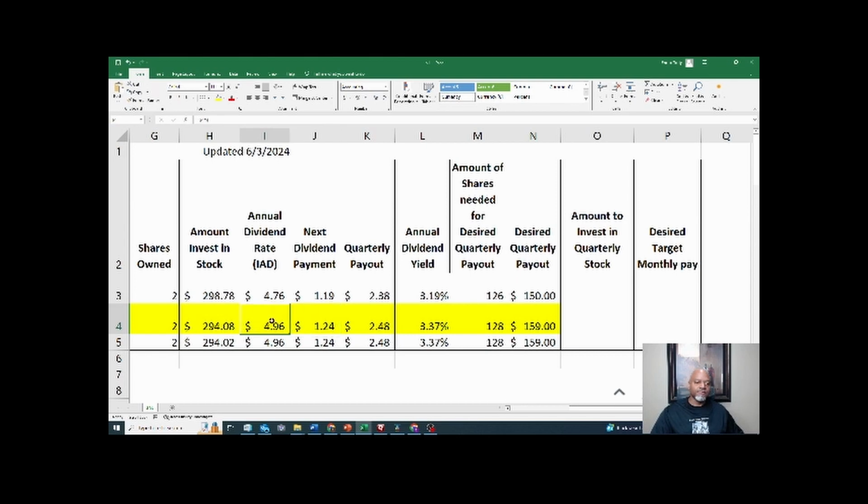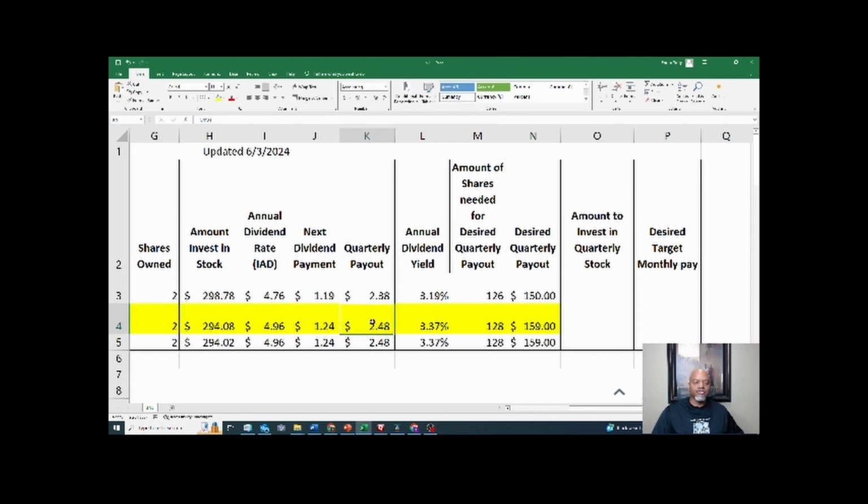This here, though, is a formula, and as you can see, J4 times 4, meaning 4 times it's going to pay out, which gives you the 496. This here is a formula, which is the next dividend payment times the shares you own. So the quarterly payment, meaning what you'll be getting, and we're in K right now, is $2.48 back into your dividends. And that is because it's $1.24 for the next dividend payment times the amount of shares you own.